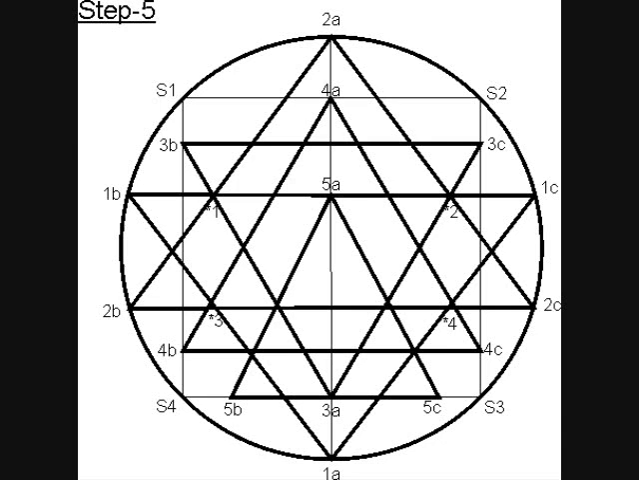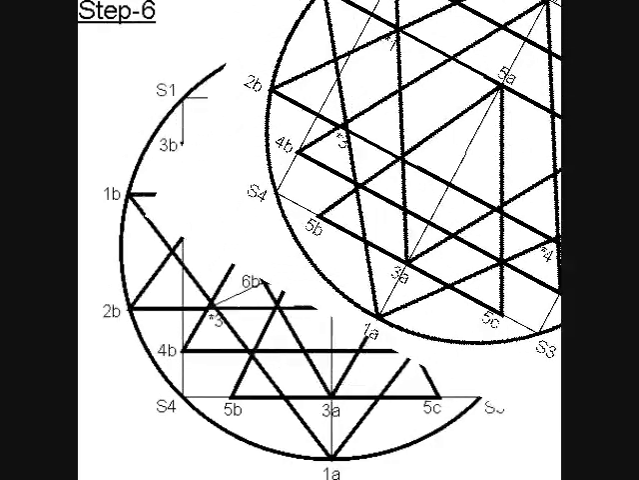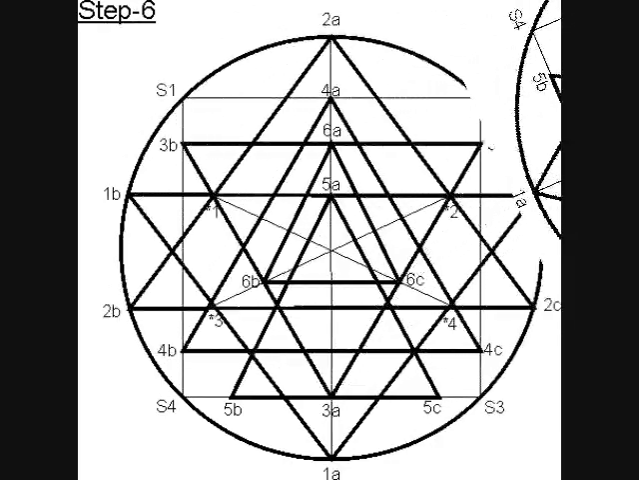Draw line from 5A crossing star 1 and star 3 up to square line 5B. Draw line from 5A crossing star 2 and star 4 up to square line 5C. Join 5B to 5C. Step 6. Triangle 6 with apex up.